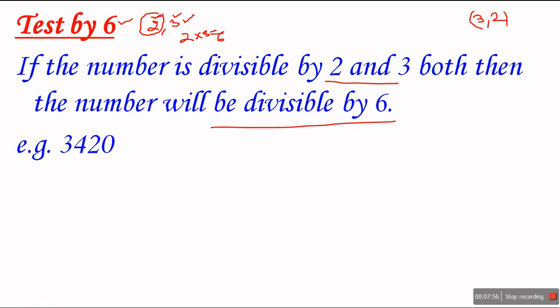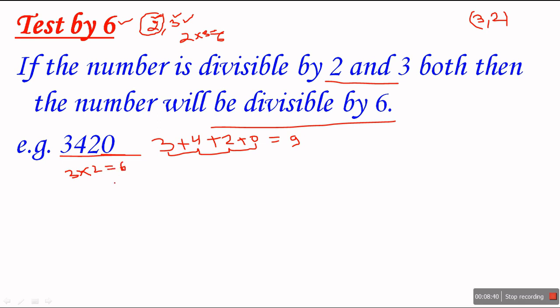Let us take an example. 34620. This is divisible by 2 clearly, because at the unit place 0 is there, so it is even. Now we have to check 3. For checking 3, what we need to do? We need to add the digits. 3 plus 4 plus 2 plus 0. 3 and 4, 7, and 2, 9, plus 0, 9. So 9 is divisible by 3. So this number is divisible by 3. This number is divisible by 2. So this number is divisible by 6.